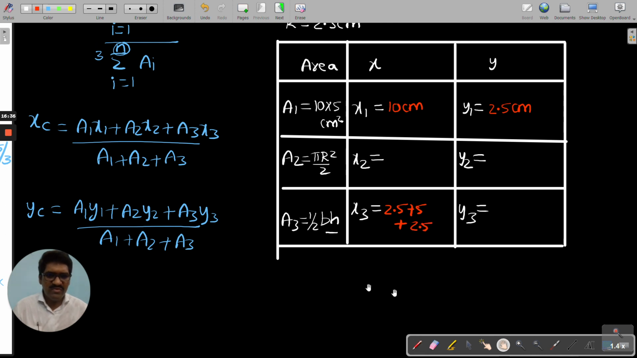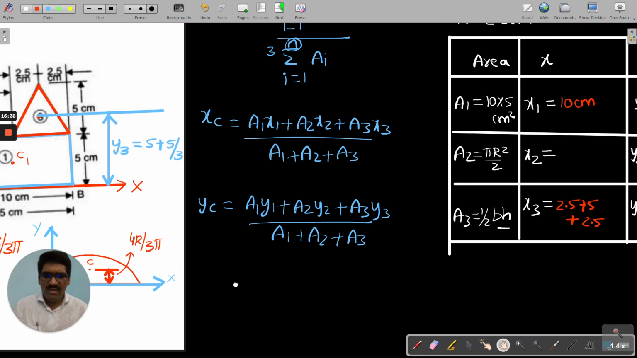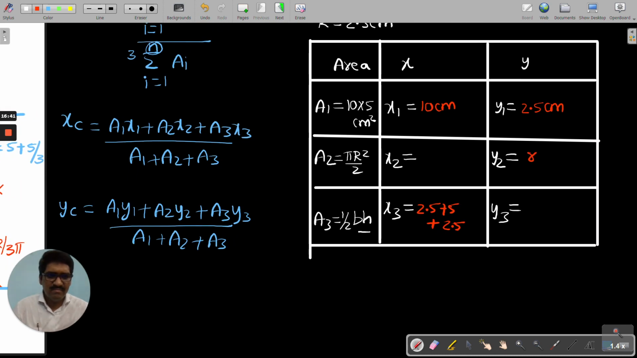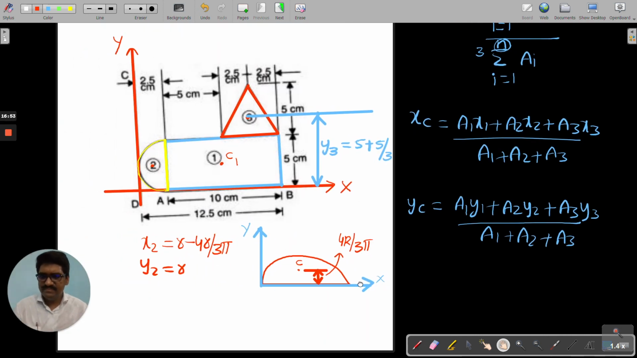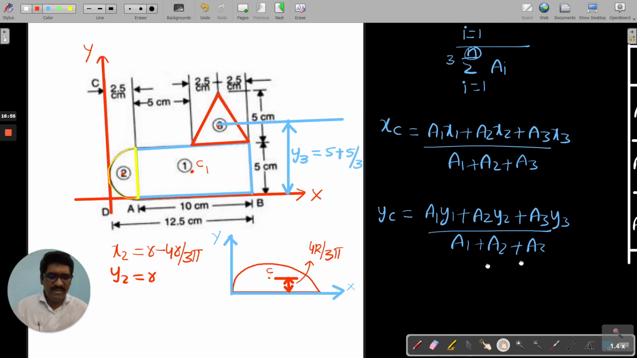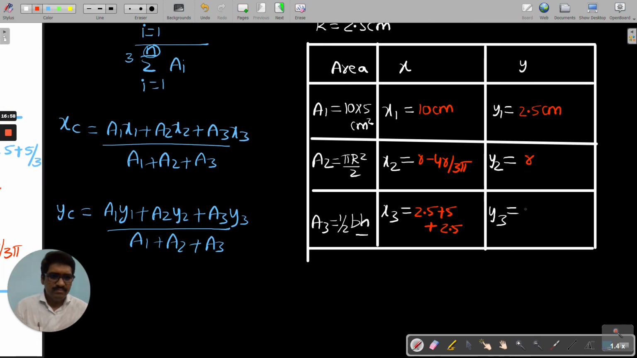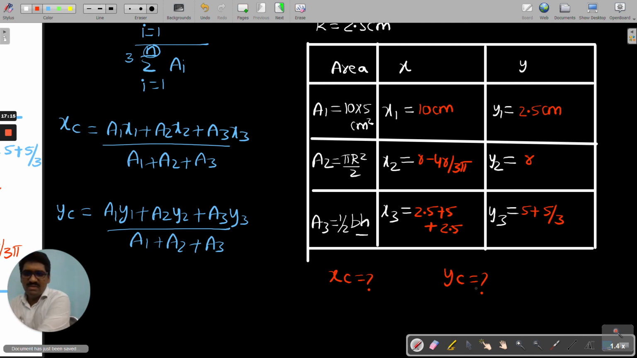Let me write all the values here. What is x2? R minus 4 by 3 pi. This is R. What about the value of y3? 5 plus 5 by 3 centimeters. After calculating, you can determine the value of xc, and at the same time you can determine the value of yc also. Are you following, all of you? This is the picture here.